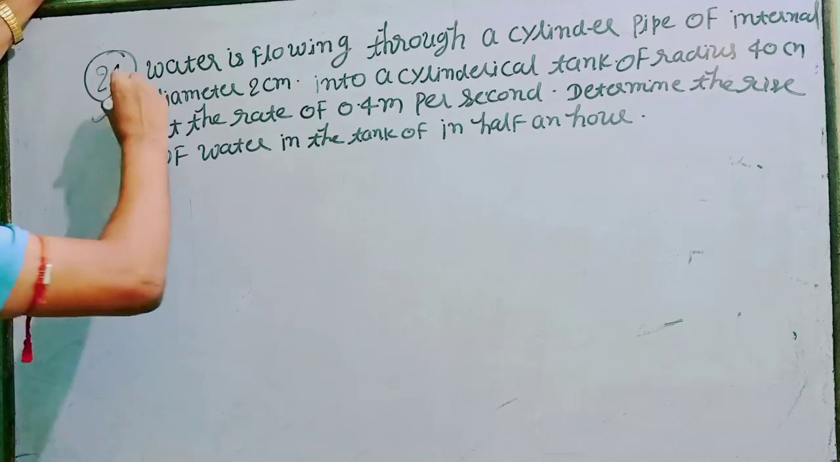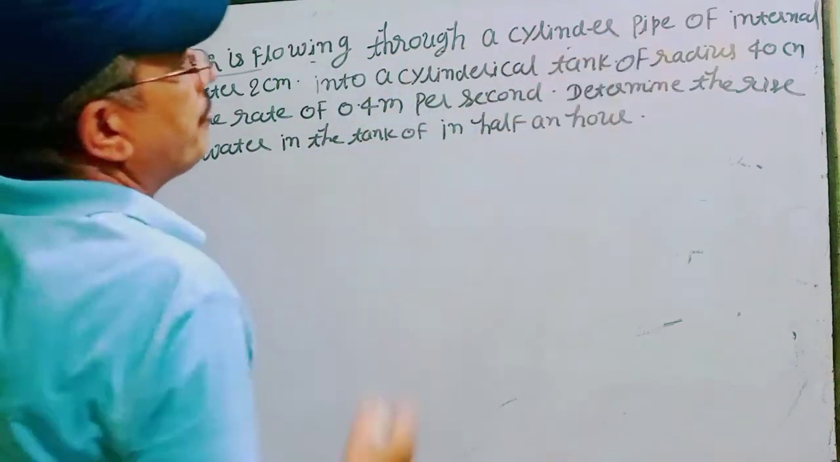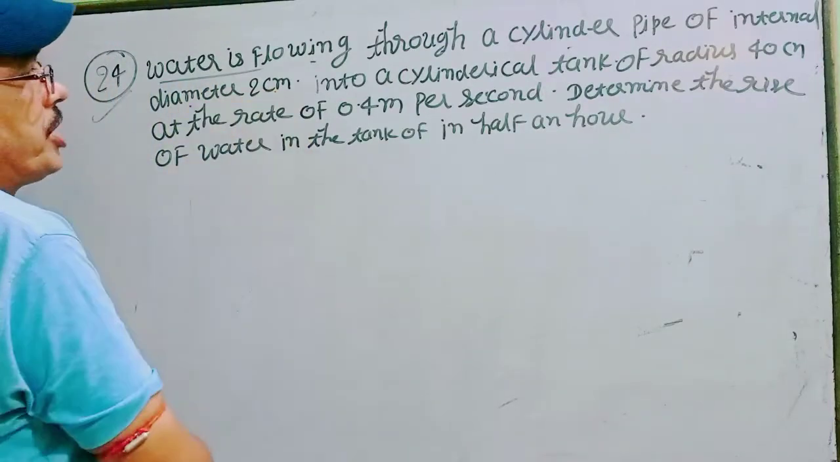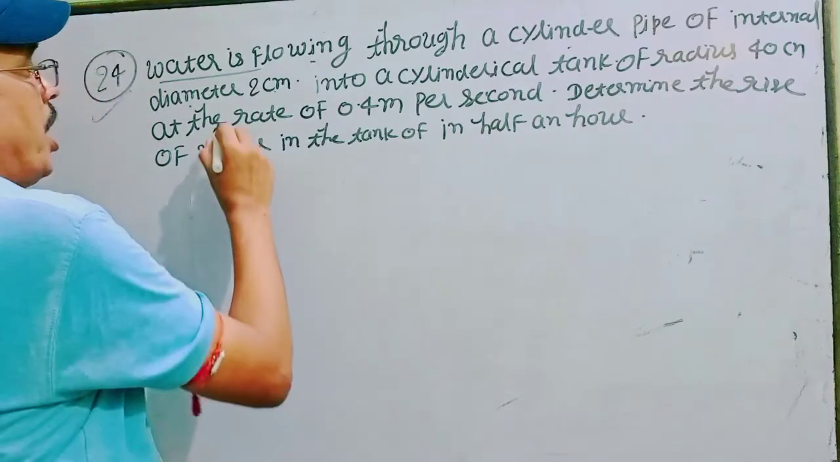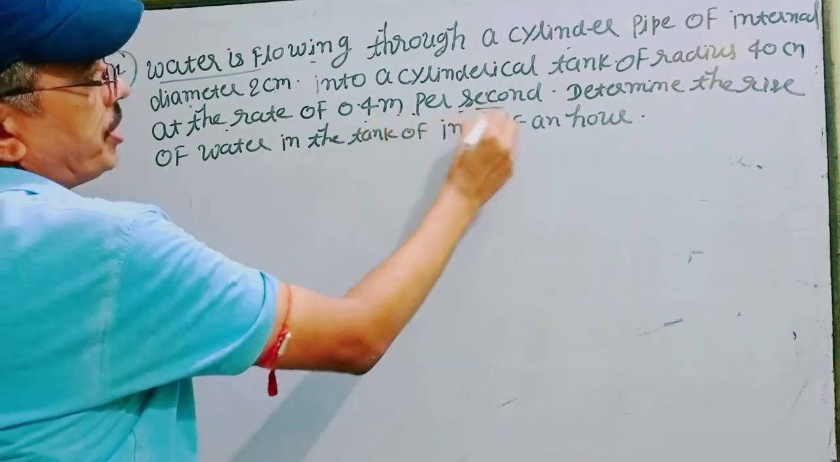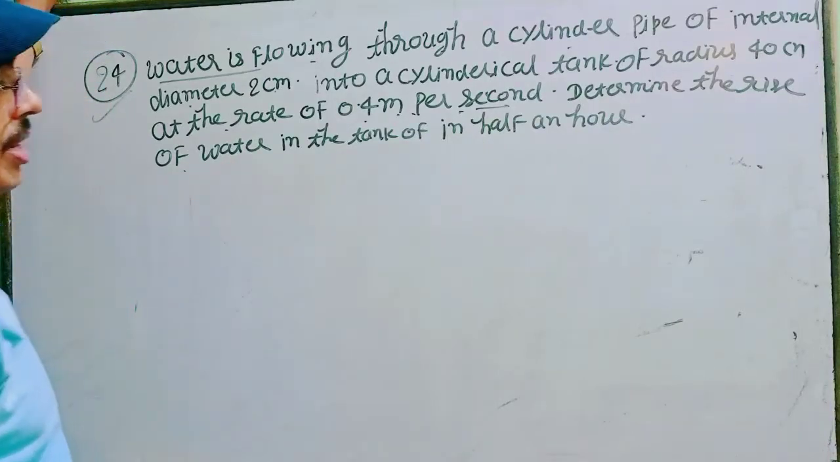Now see question number 24. Water is flowing through a cylindrical pipe of internal diameter 2 cm into a cylindrical tank of radius 40 cm at the rate of 0.4 meter per second. Determine the rise of water in the tank in half an hour.